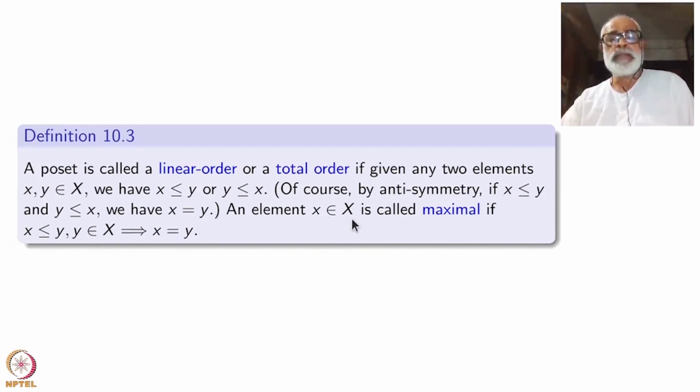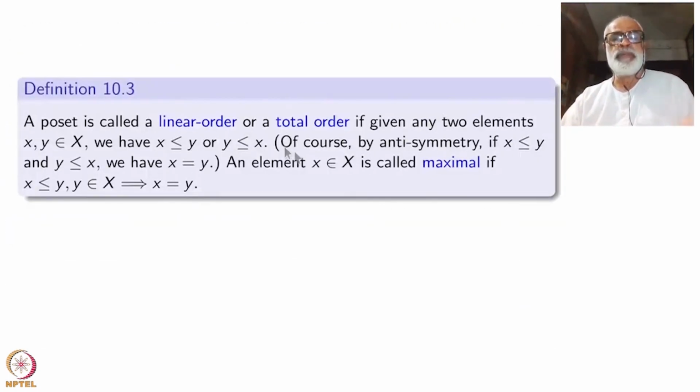An element x inside X is called maximal if x less than or equal to y, y inside X, implies x equal to y. Take any partially ordered set, or take a subset of it with the induced, restricted partial order. Then you can talk about maximal elements inside that. This is similar to supremums and so on. Maximal elements, by the way, in an arbitrary partial order need not be unique. If it is a linear order or total order, then there is a different thing. Okay, a maximal element means what? If anything is bigger than that, it must be equal to that.